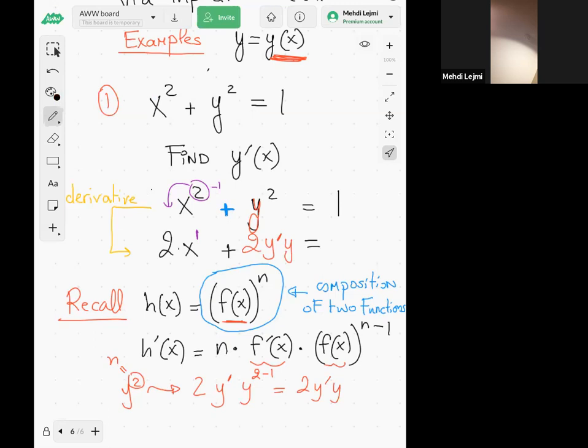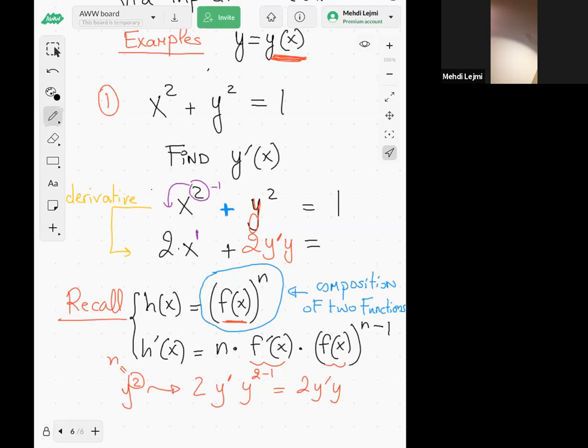So does it make sense to you guys? Again, this is a consequence of the chain rule. I think we saw this in section 2.3 or 2.4 probably. If you have a function to the power n, as a consequence of the chain rule, a composition of two functions f and the power n, then the derivative is n f prime f to the power n minus 1. So the derivative of y squared is not just 2y, it's 2y y prime. The y prime is really important.